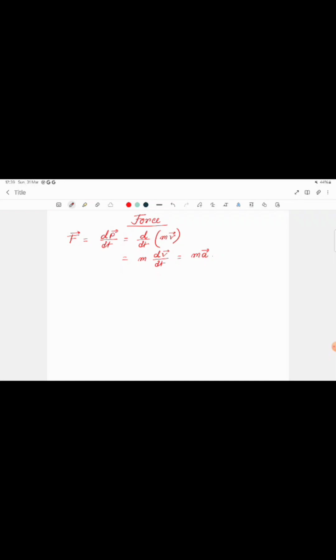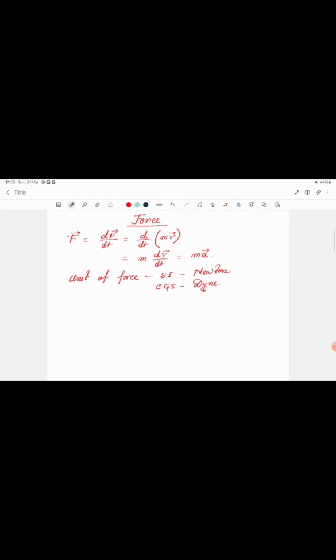And what about the unit of force? The unit of force in the SI system is the Newton, and in the cgs system it is called the dyne. So this part we have already done.